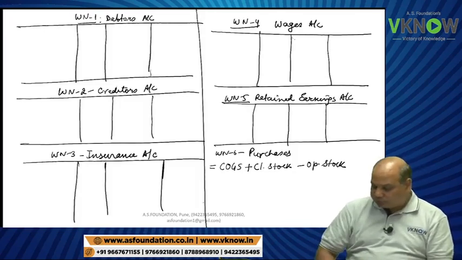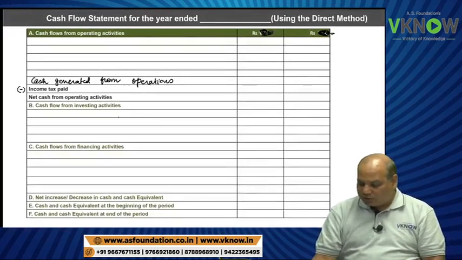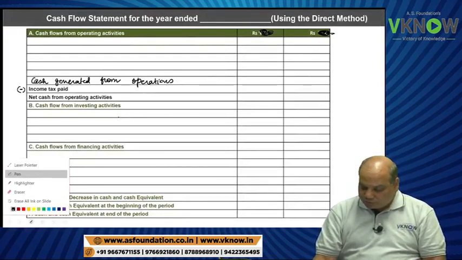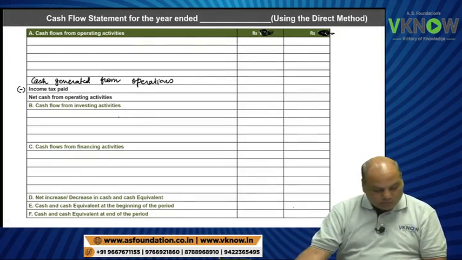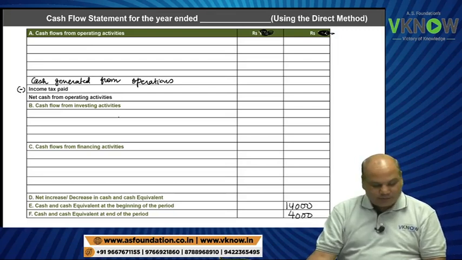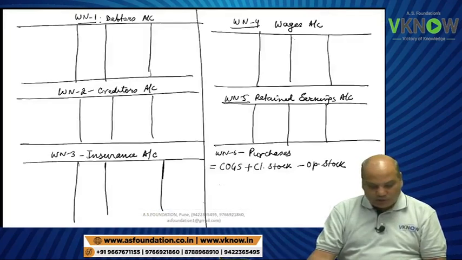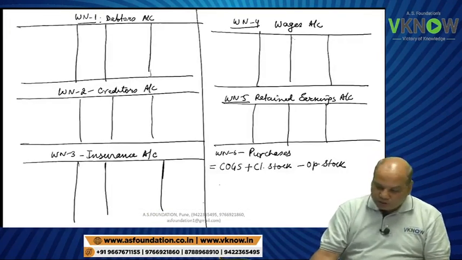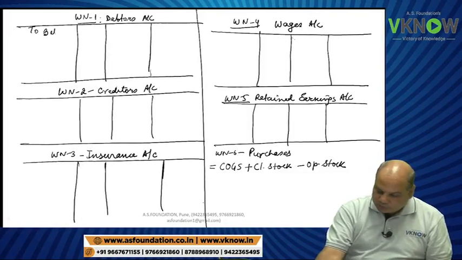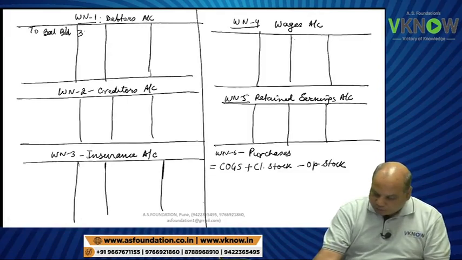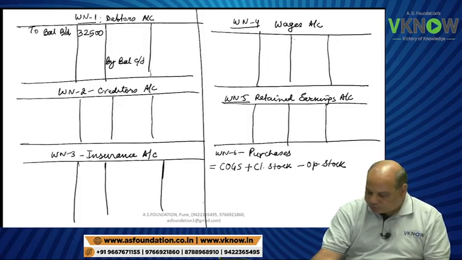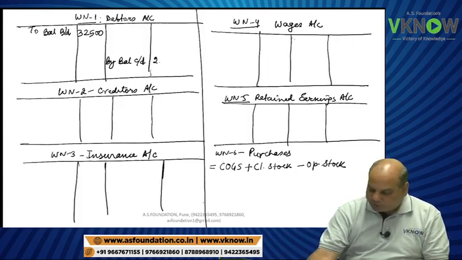Cash, write down in the main page. Cash and cash equivalent at the beginning is 14,000. 4,000 is the end. Accounts receivable, working note 1, debtors account. Balance brought down 32,500 and by balance carried down 25,000.